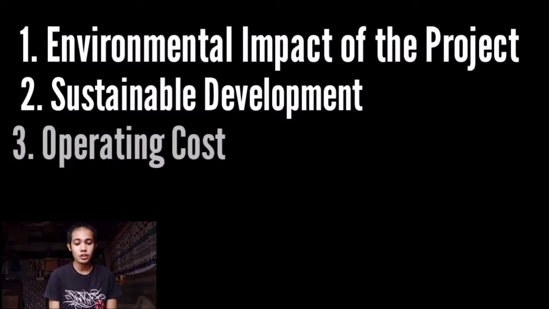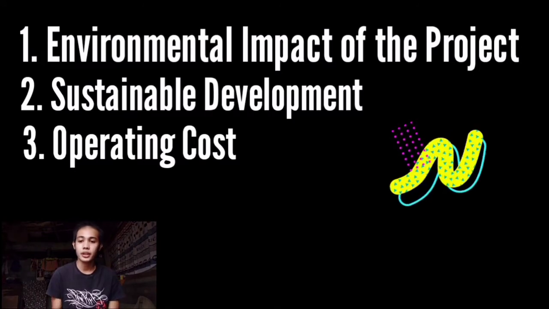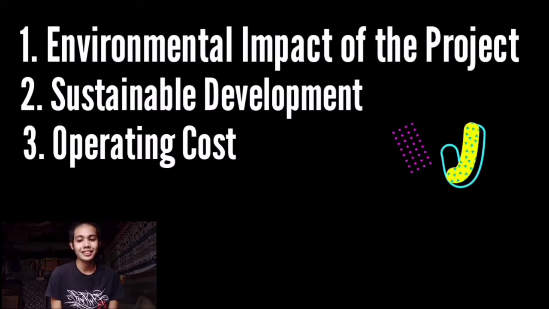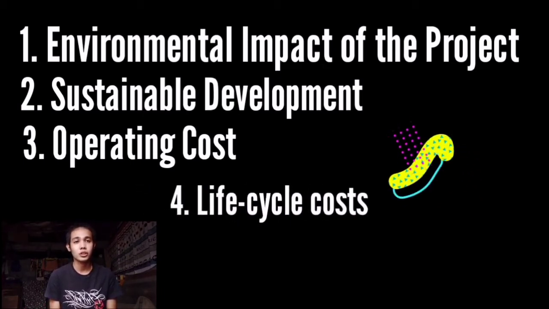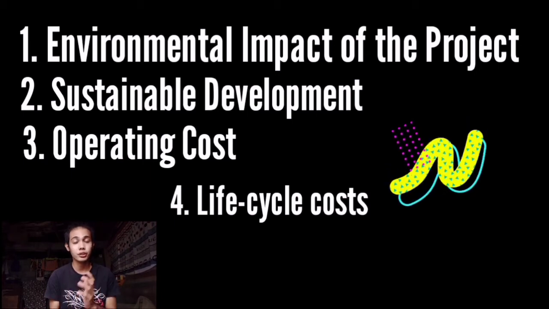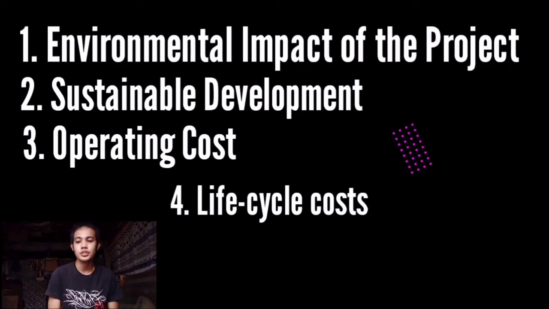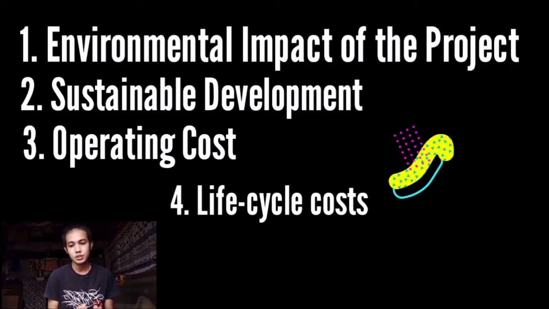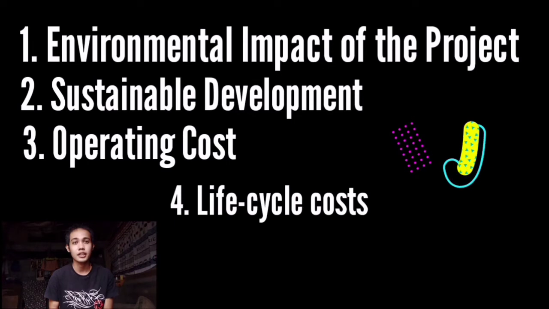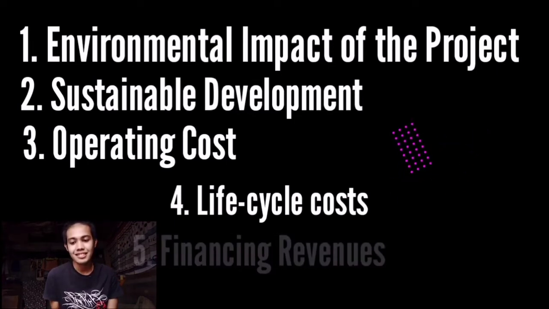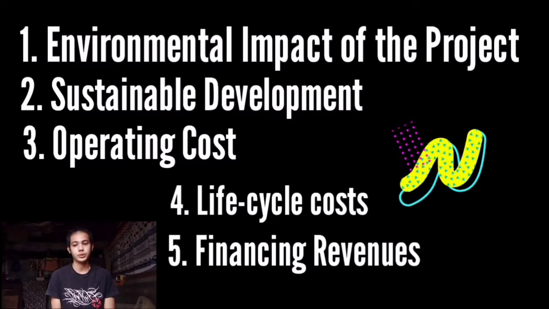Third is the operating cost, which is the expenses related to business operation, a piece of equipment, or a facility to maintain its existence. And the fourth is the life cycle cost. It is the total cost, recurring or one time, over the full lifespan of a structure. It includes the purchase price, installation cost, operating cost, maintenance, and upgrade or renovation when needed. And the last is the financing revenues, which is the amount projected to be collected during an accounting period.